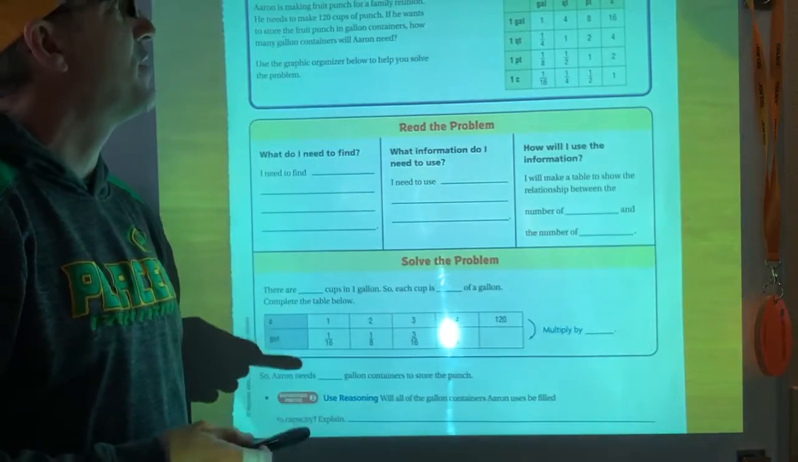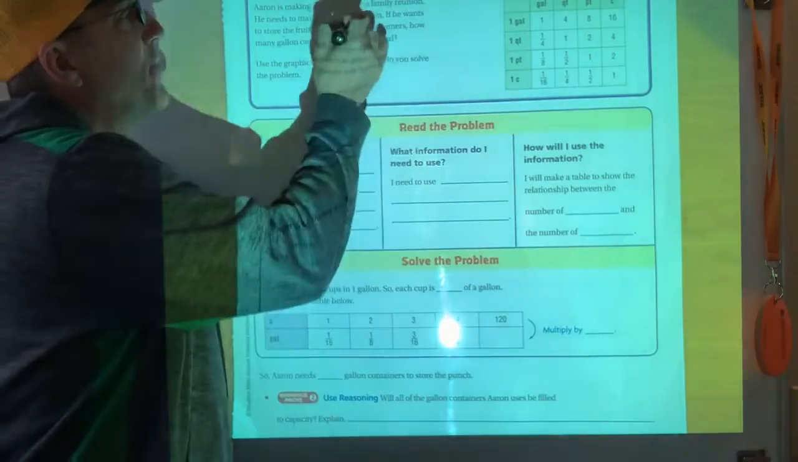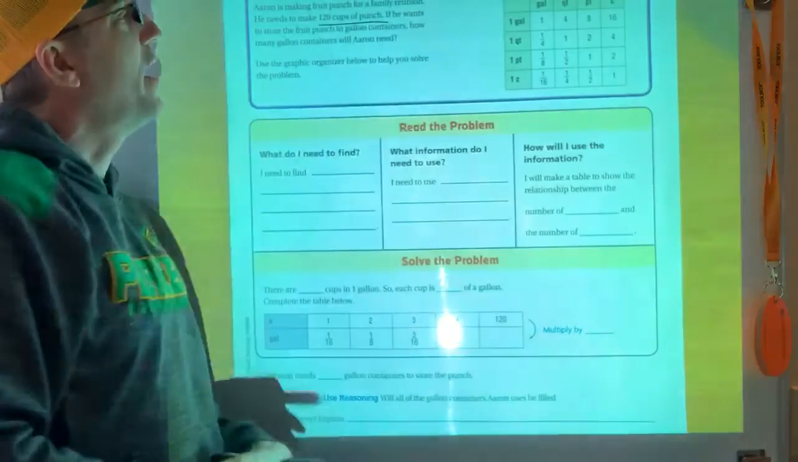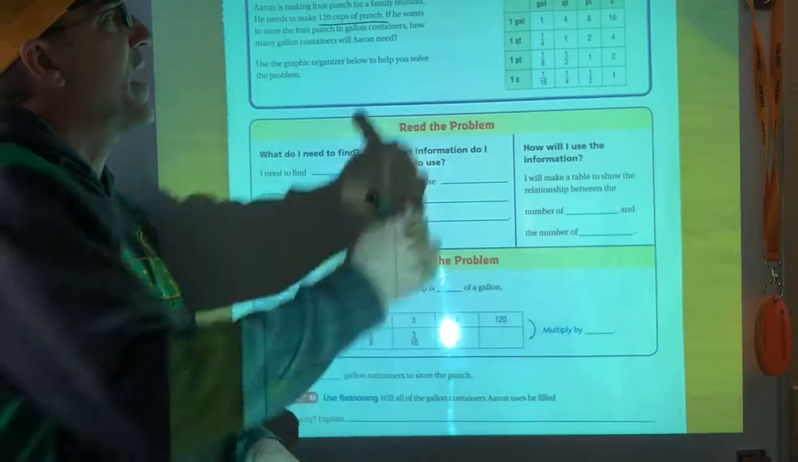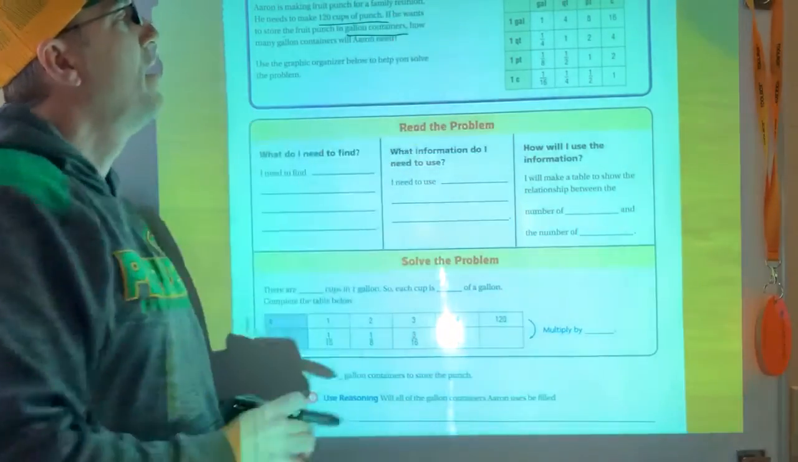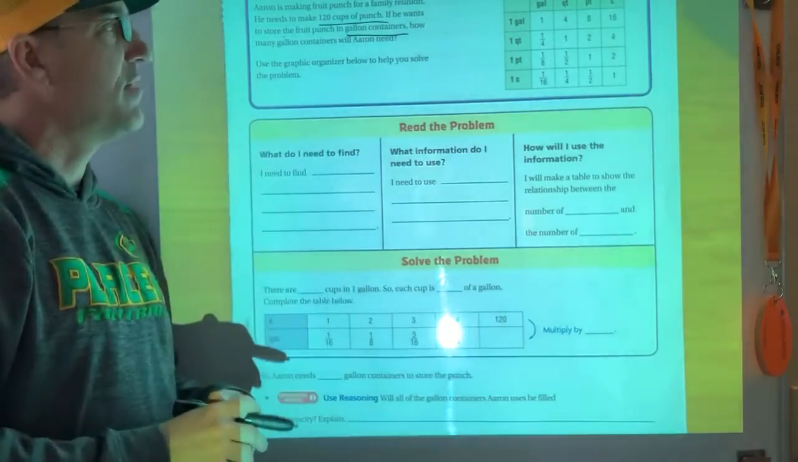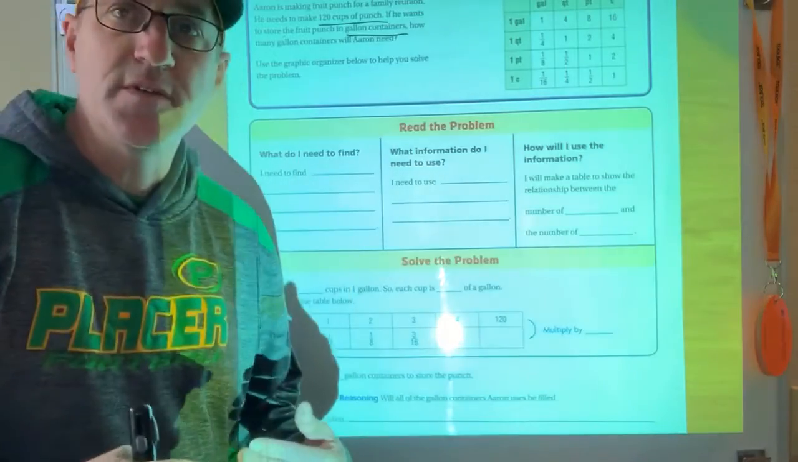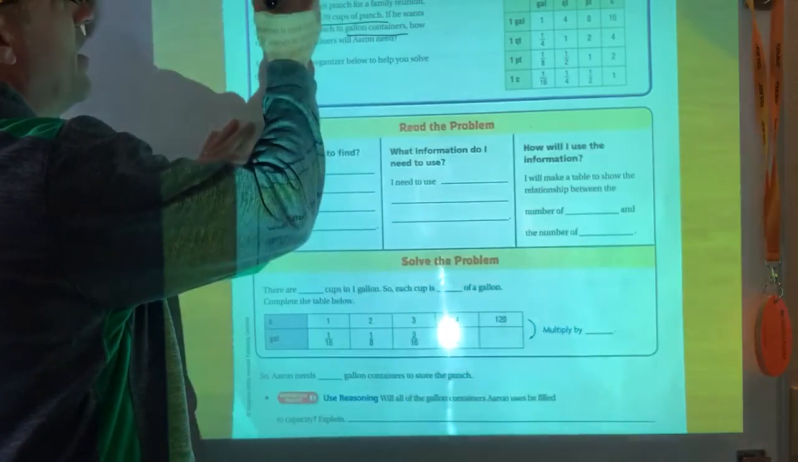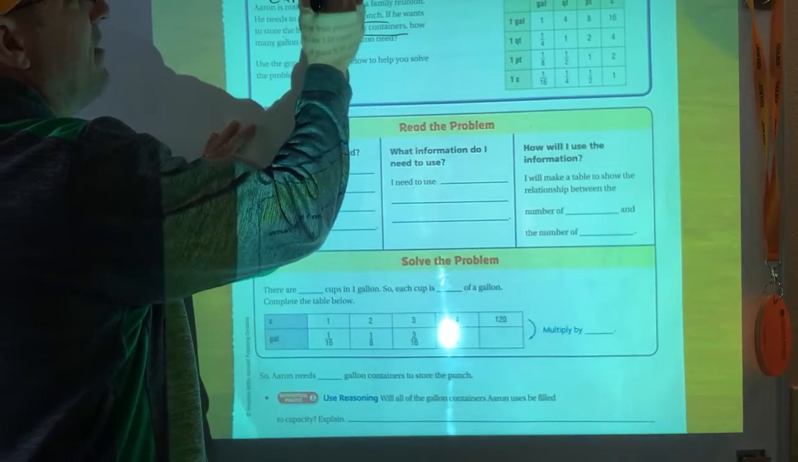Aaron is making fruit punch for a family reunion. He needs to make 120 cups of punch, okay? And he wants to store the fruit punch in gallon containers. How many gallon containers will Aaron need? Use the graphic organizer below to help you solve the problem. What we would do is we want to go from cups to gallons.